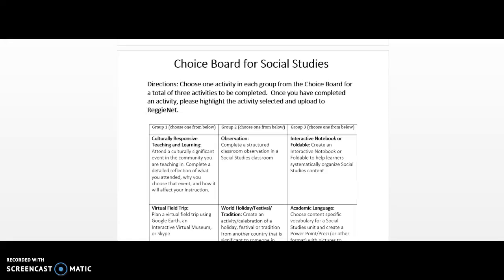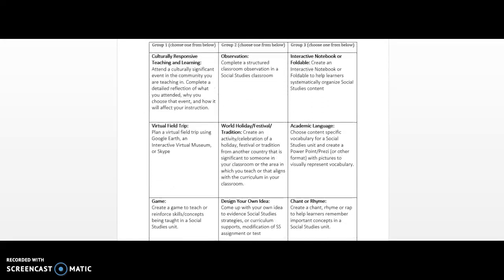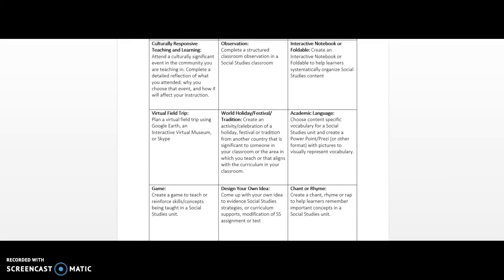The second option in group 1 is a virtual field trip. You're going to plan a virtual field trip using Google Earth, an interactive virtual museum, or Skype. The third option is a game. Everything that applies to the science choice board is the same as the social studies, with the exception of the fact that the concepts being taught will be from a social studies unit instead of a science unit. Let's move on to group 2.